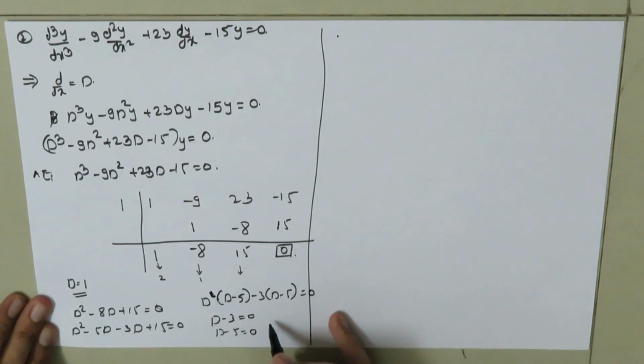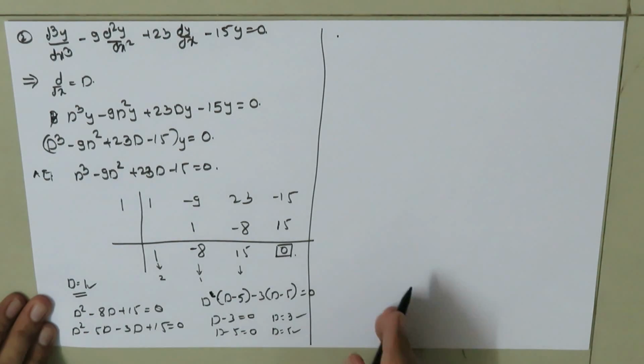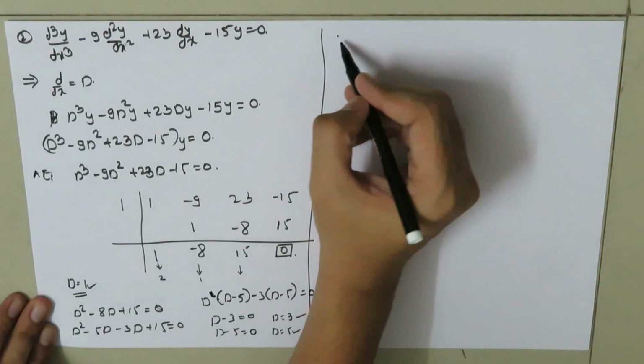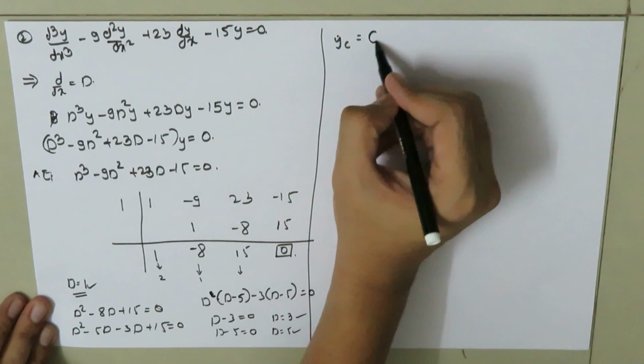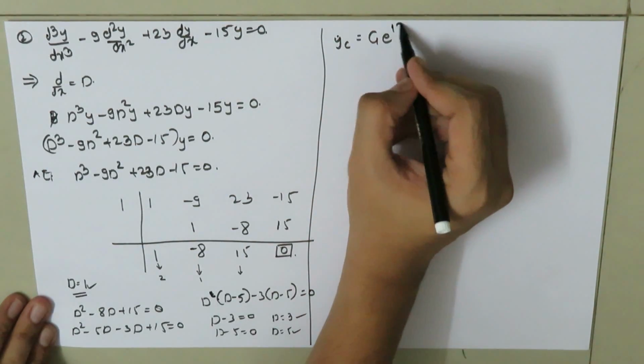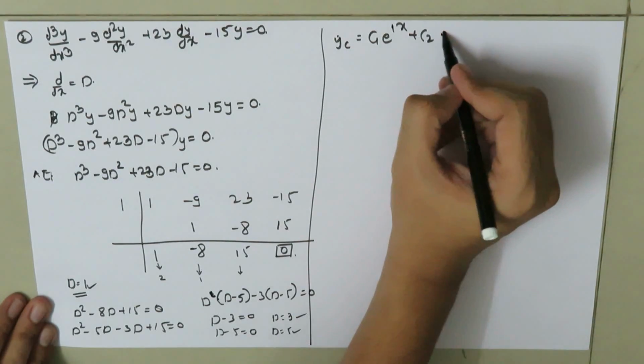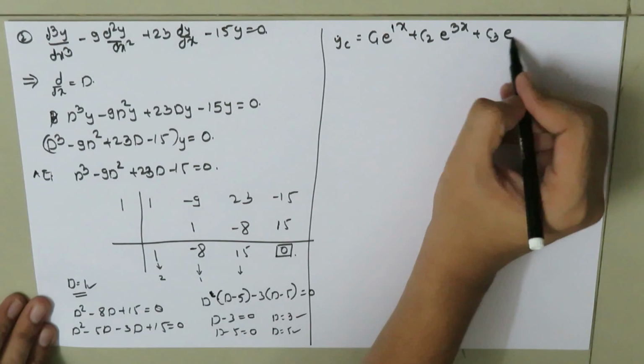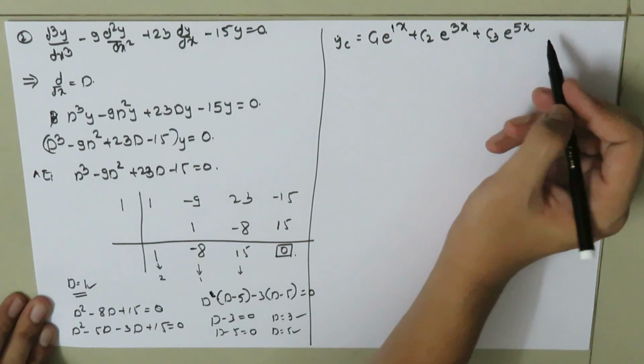So d is equal to 3 and d is equal to 5. So we came up with these 3 roots, and these 3 roots are real and unequal. So our complementary function will be equal to c1 times e to the power 1 times x plus c2 times e to the power 3 times x plus c3 times e to the power 5 times x.